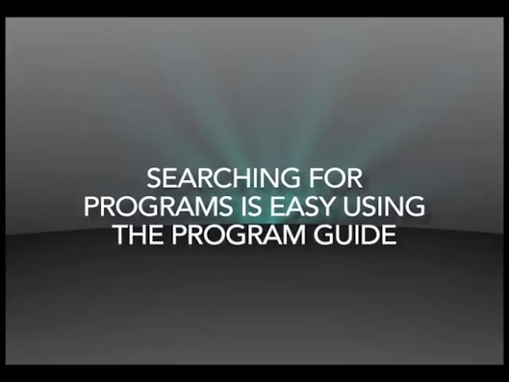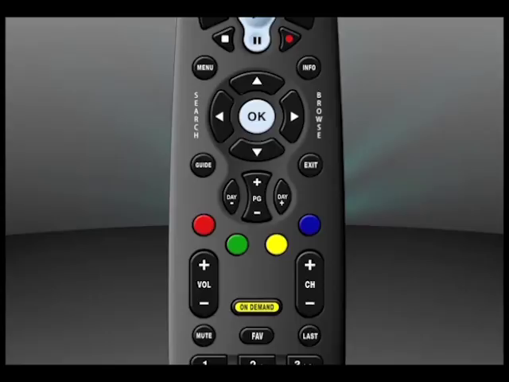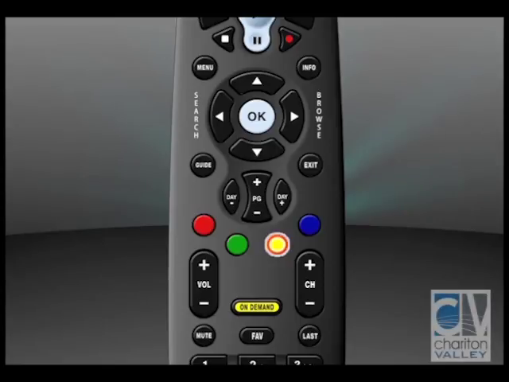Searching for programs is easy using the program guide, and there are a couple of ways to access the search functions. Anytime the yellow search symbol appears at the bottom of the screen, the yellow button on the remote control is available to perform a search for a highlighted program.